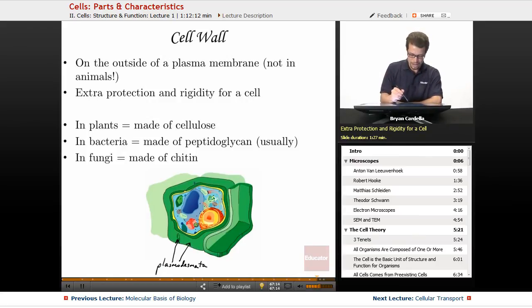So in plants, all this green stuff is made of cellulose. That is a polysaccharide made of glucoses linked together. Helps give it a good structure.